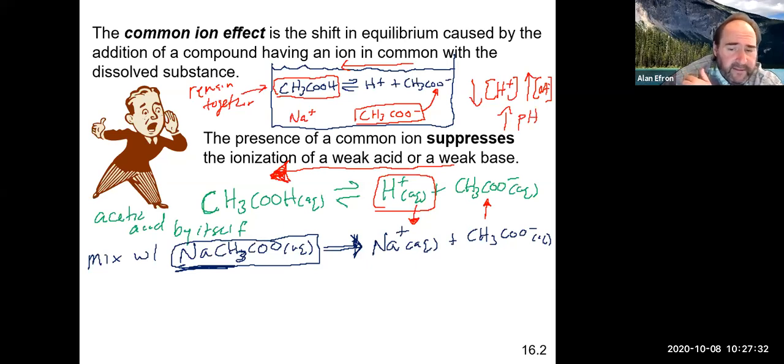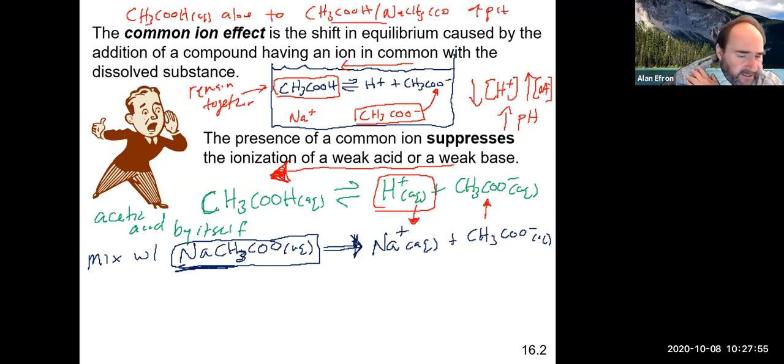Will it go up to basic? No, but it will rise. So in comparison of the pH between acetic acid by itself to acetic acid with some sodium acetate in there, we would expect the pH to be higher in this one, again, because we have less H plus in the solution because it's basically staying together.